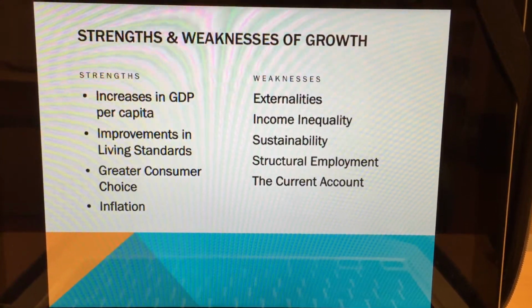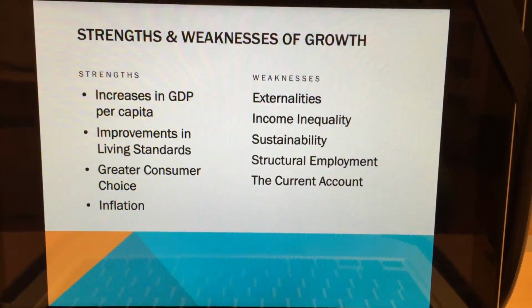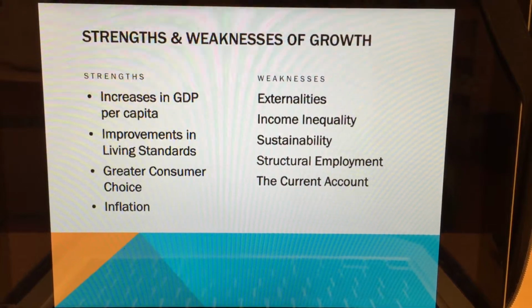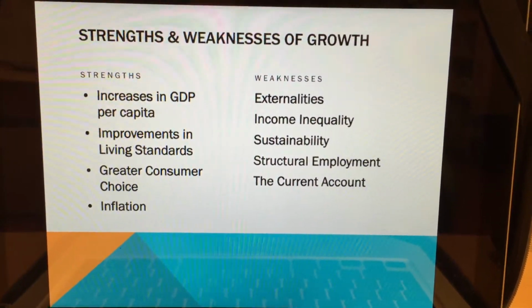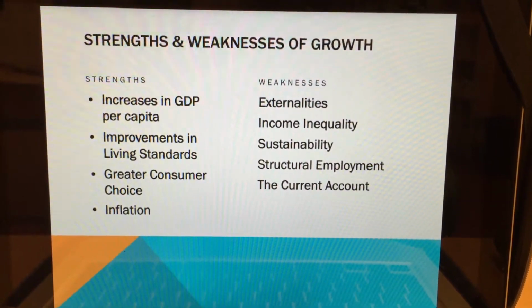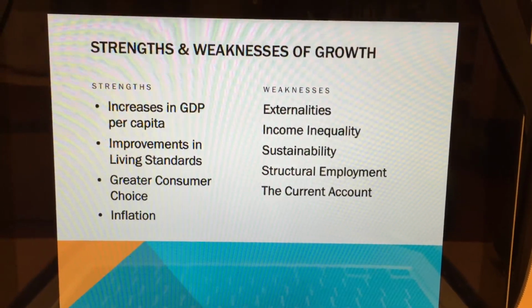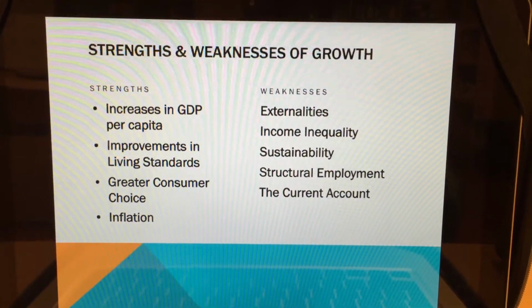I was in Beijing not that long ago, and the smog, the air quality was pretty bad, and a lot of it was from increased production of goods and services. All these factories that are polluting.